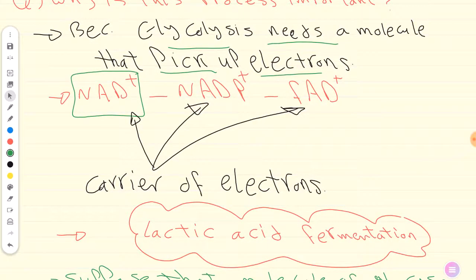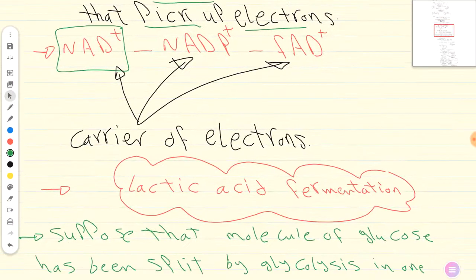So the fermentation process removes the electrons of NADH to form NAD, which helps the glycolysis process to complete and to continue in the absence of oxygen.